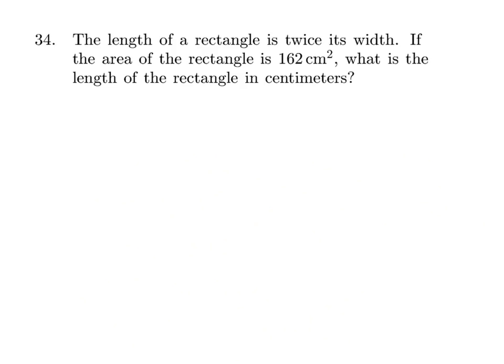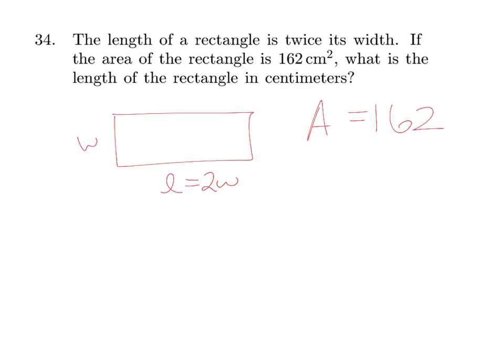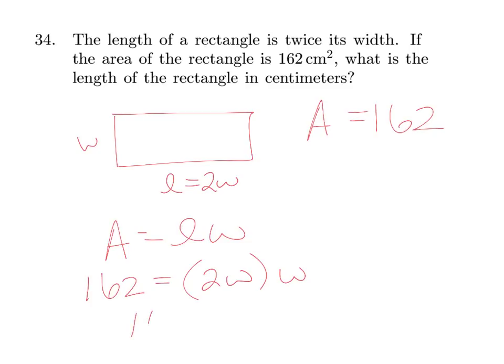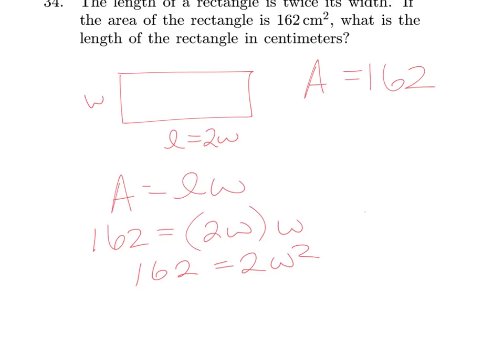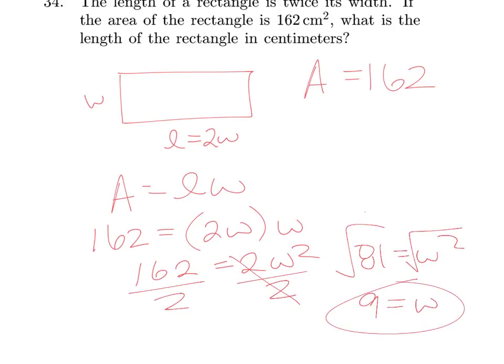All right, the length of a rectangle is twice its width, same as the previous one. If the area of the rectangle is 162 centimeters squared, what is the length of the rectangle in centimeters? All right, so I know area is equal to length times width. Area is 162. I have the length, which is 2w times w. We want to have one variable, then we can solve for it. So I get 162 is equal to 2, w times w is w squared. I divide by 2, and I get 81 equals w squared. Square root both sides, 9 is equal to w. So I take the 9, plug it in for w. So 2 times 9, the length is 18, and the units, centimeters. Done.